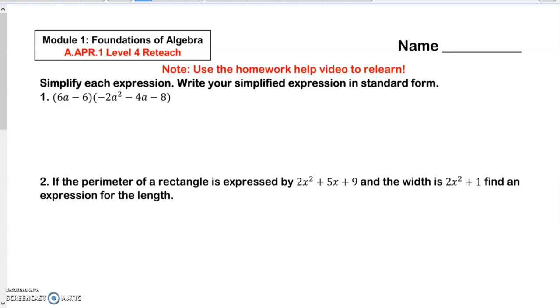Okay, today we're doing Module 1, Foundation of Algebra, A.APR.1, Level 4 Reteach. So let's take a look at this. We're going to need to simplify the expression and write it in standard form.